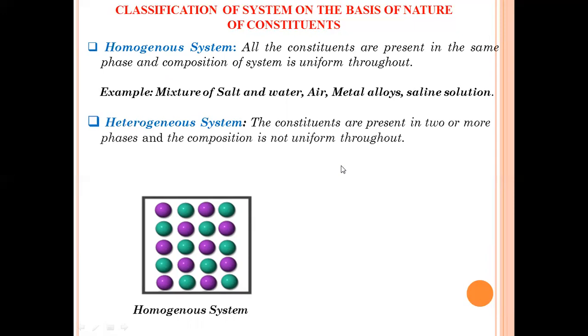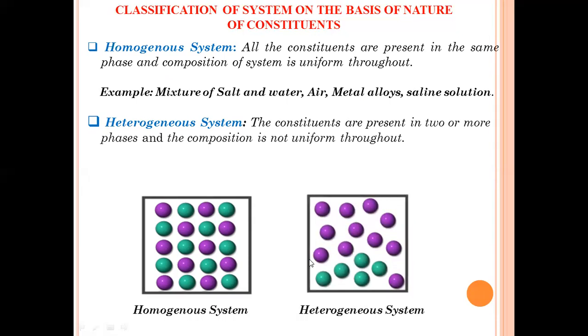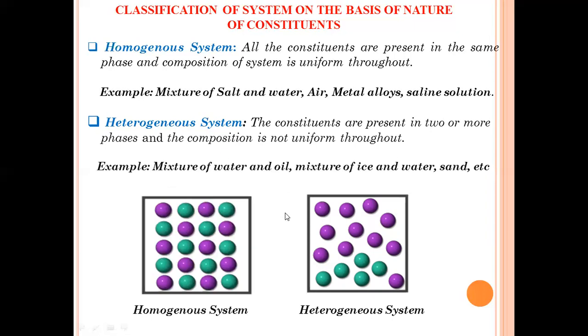Heterogeneous system: the constituents are present in two or more phases and the composition is not uniform throughout. It means a mixture of two different phases, such as solid and liquid, can be treated as a heterogeneous system. In this way, the molecules are arranged in random order, and the system becomes a heterogeneous system. A few examples: mixture of water and oil, mixture of ice and water and sand. These are examples of heterogeneous system.